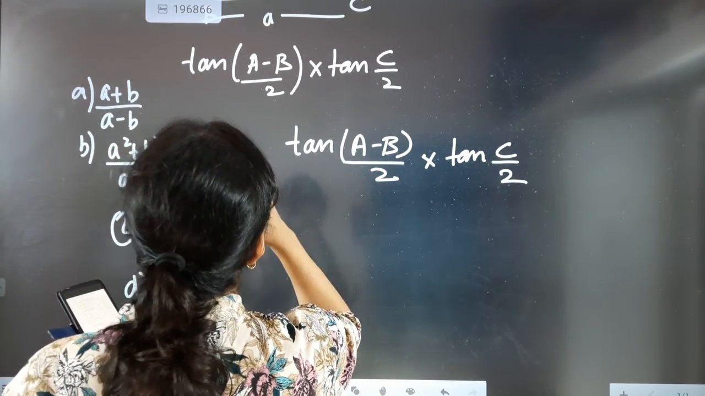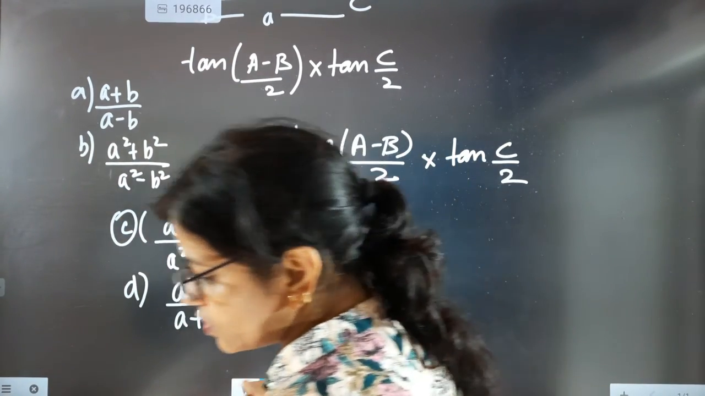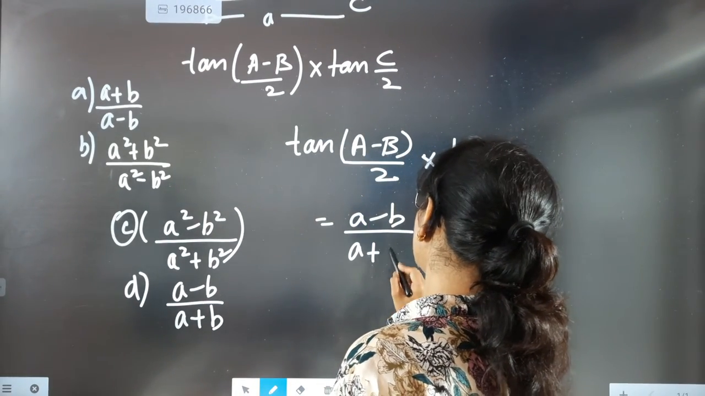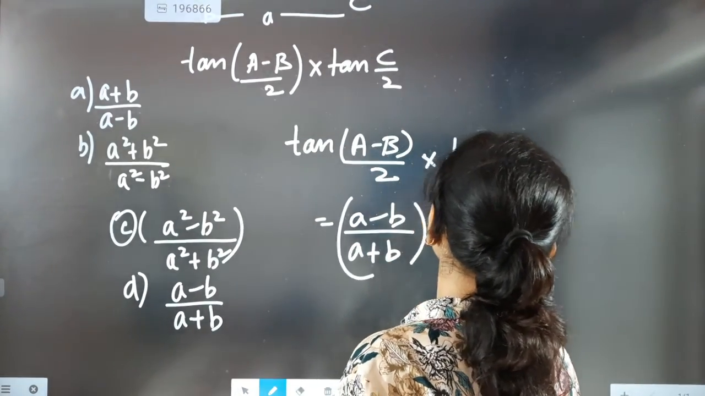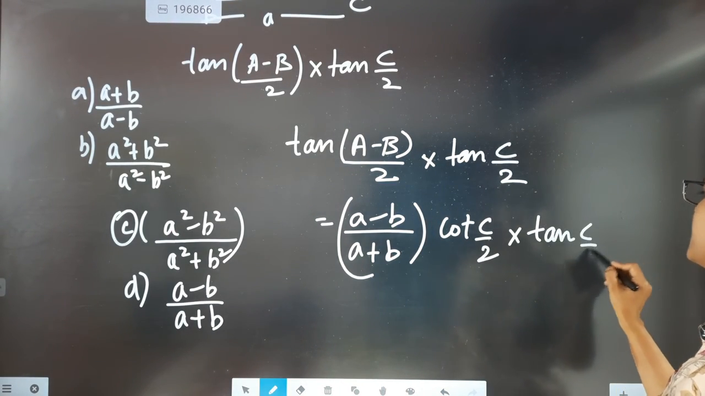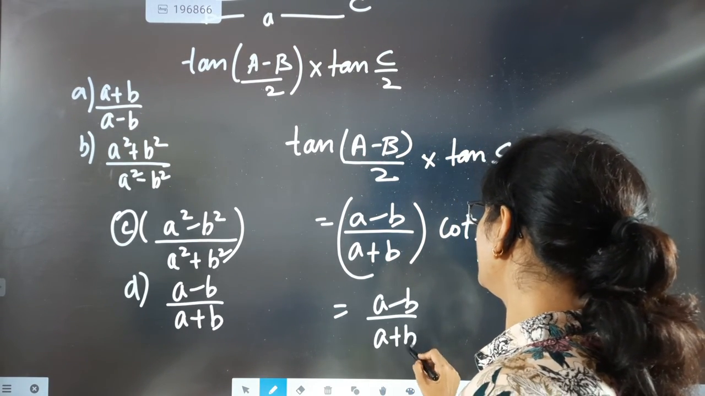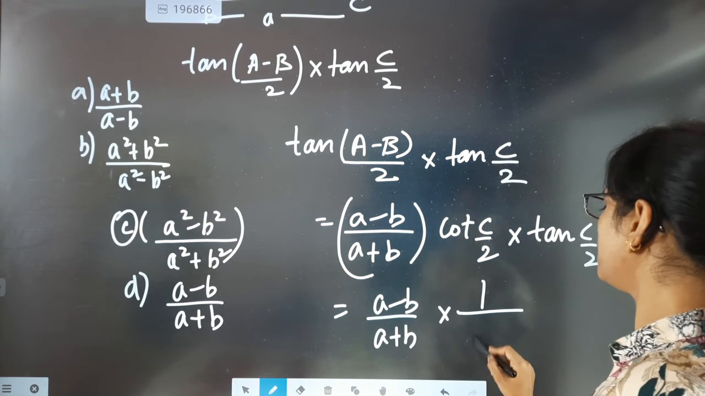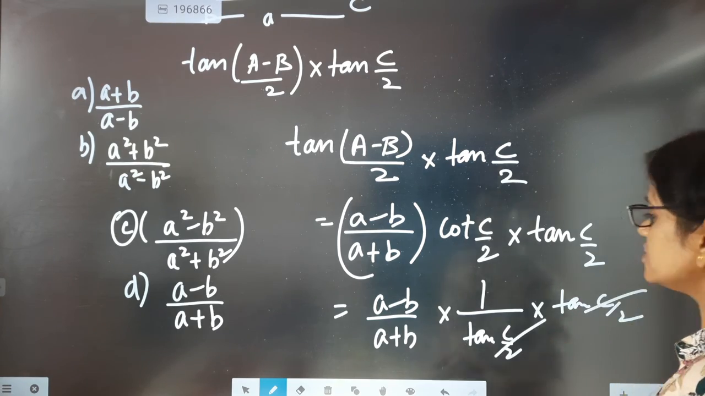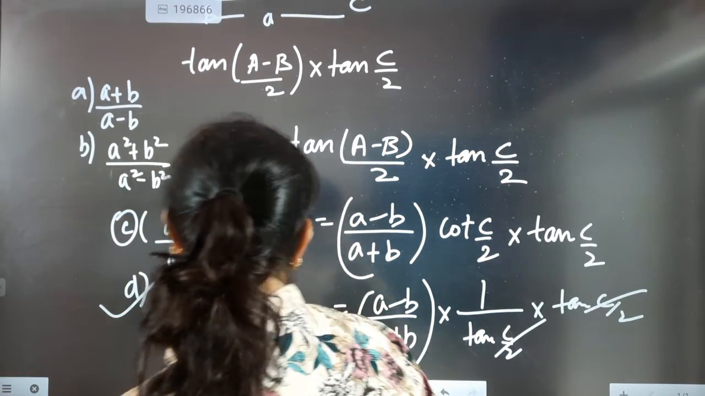So here the formula will be what? Tan (A minus B) by 2 formula is (A minus B) by (A plus B) into cot C by 2, and here tan C by 2 is given. So here cot C by 2 will be (A minus B) by (A plus B). You leave it as it is. Cot will become 1 by tan C by 2 into tan C by 2 is there, so this and this will get cancelled. So (A minus B) by (A plus B). So the answer will be exactly option D.